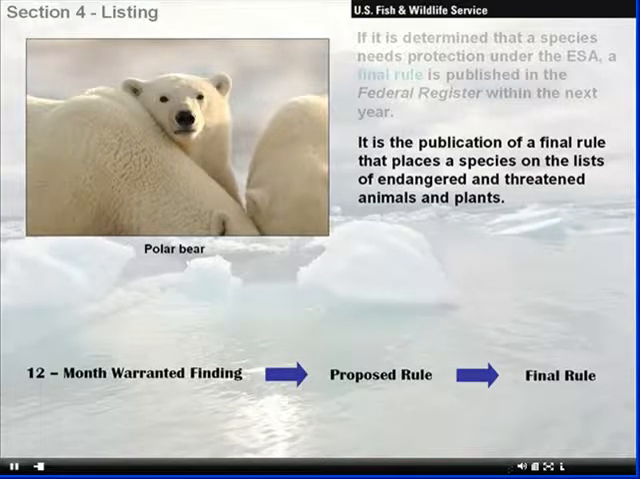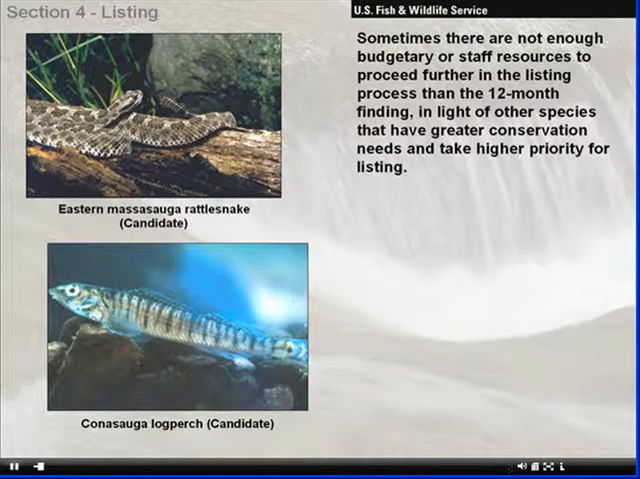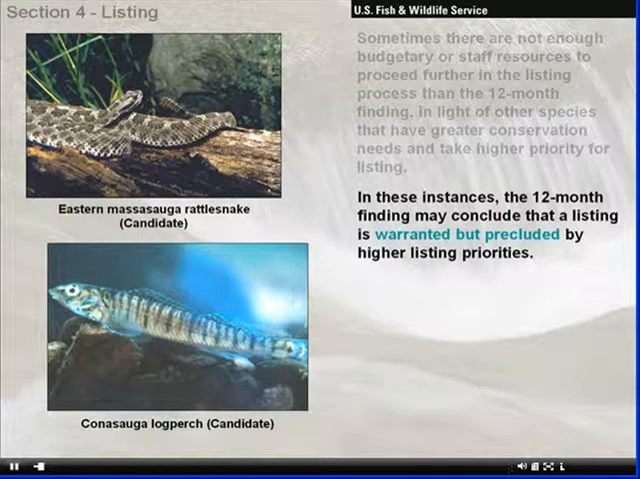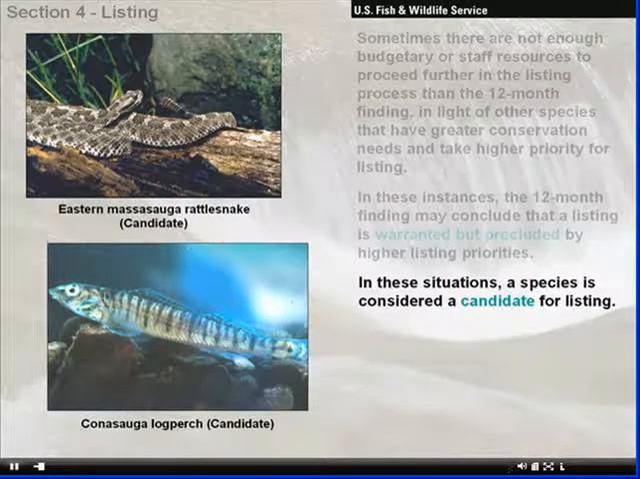Sometimes there are not enough budgetary or staff resources to proceed further in the listing process than the 12-month finding, in light of other species that have greater conservation needs and take higher priority for listing. In these instances, the 12-month finding may conclude that a listing is warranted but precluded by higher listing priorities. In these situations, a species is considered a candidate for listing.